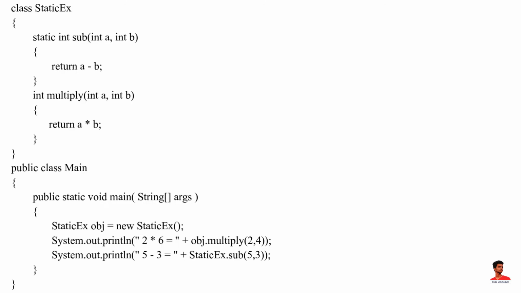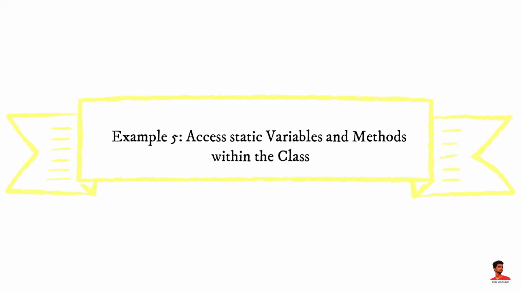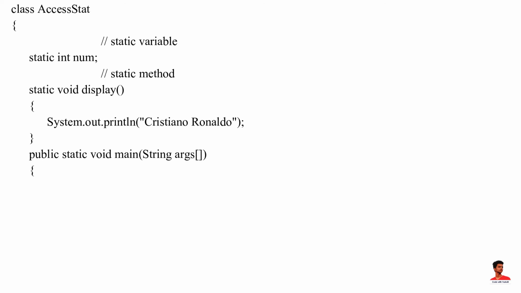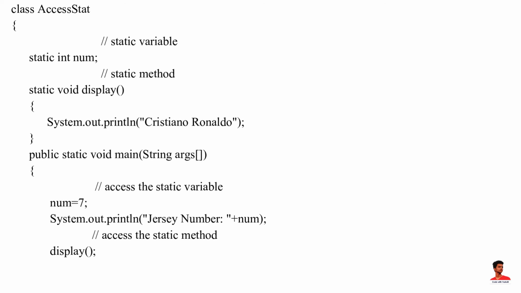We are accessing the static variable from another class. Hence, we have used the class name to access it. However, if we want to access the static member from inside the class, it can be accessed directly. For example, here we are able to access the static variable and method directly without using the class name.